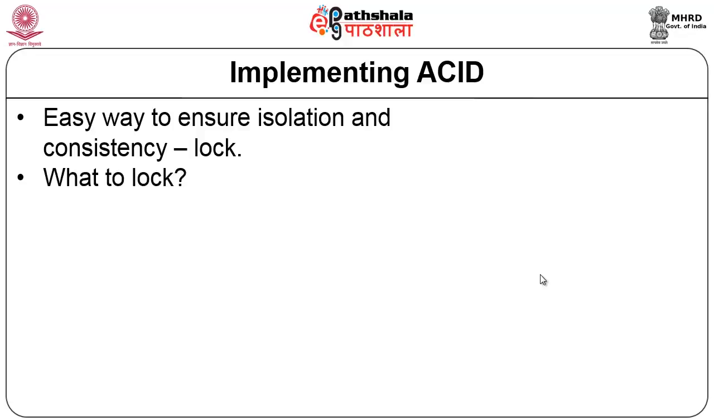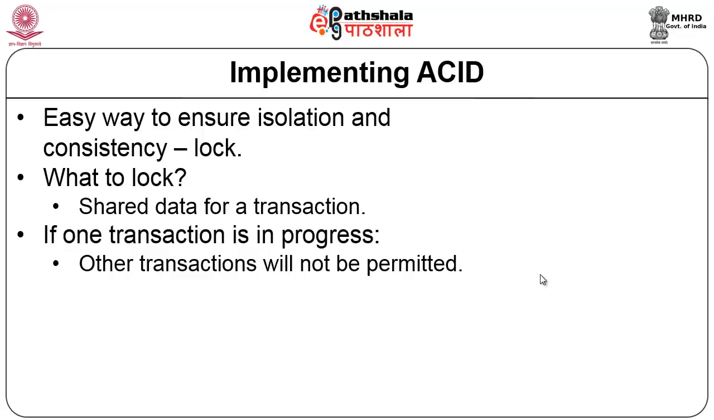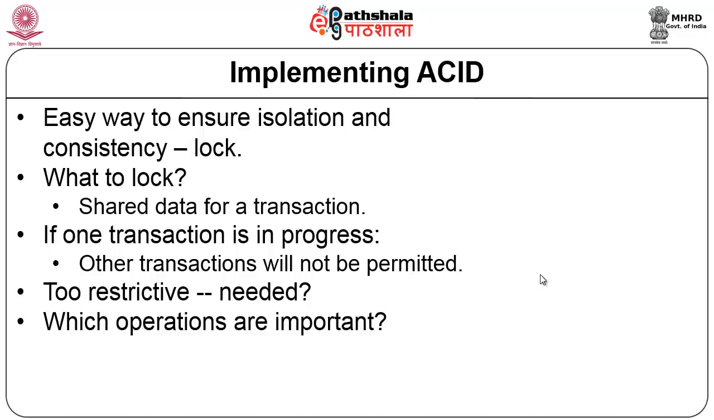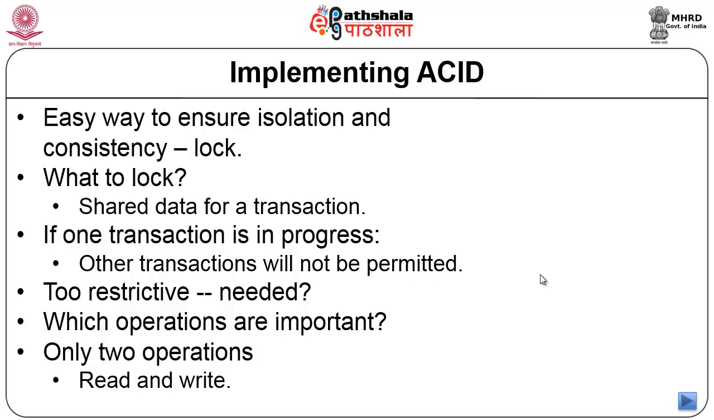The easiest way is to lock. The question comes, what to lock? We lock the shared data for every transaction. If there is data that is being shared by multiple transactions, we put a lock onto it. If one transaction is in progress, the other transaction will not be permitted. Do we actually need so much restriction? We can look at the individual operations and see which operations are to be locked, and then execute locks. So, we have two operations, one called a read and the other called a write. These are the two RPC based operations which are to be restricted.